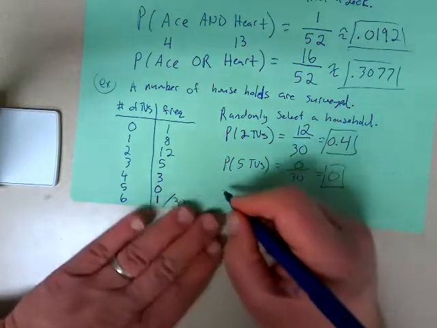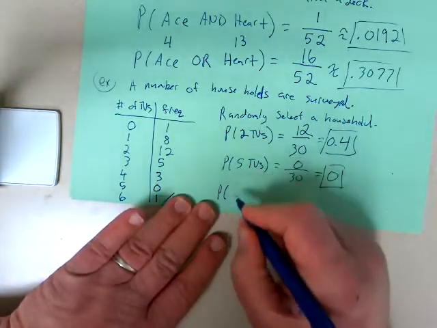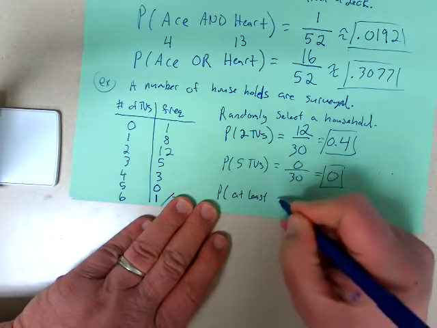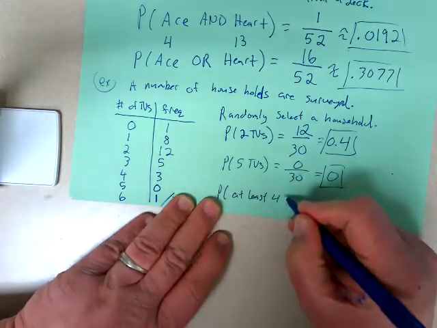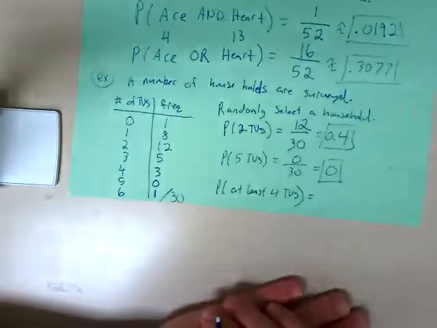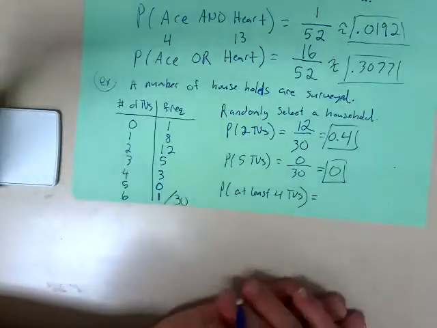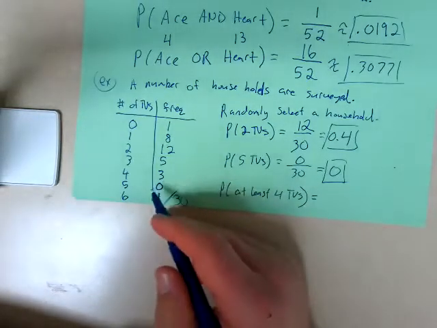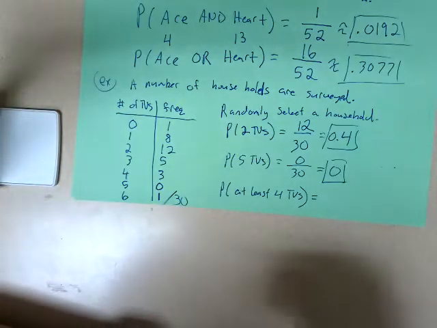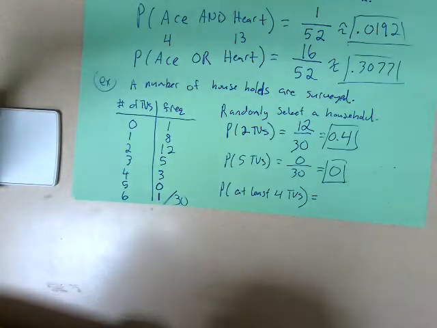Okay, let's do one more. What if I say the probability that they have at least 4 TVs? At least 4. What does that mean? At least 4 means that they have 4, 5, or 6. They have 4 or more. Or the number of TVs they have is greater than or equal to 4.